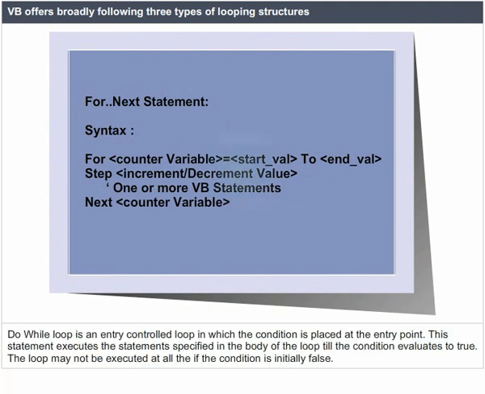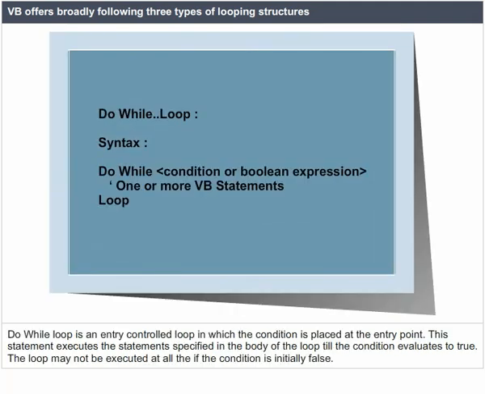Do while loop. Syntax: do while loop is an entry control loop in which the condition is placed at the entry point. This statement executes a statement specified in the body of the loop till the condition evaluates to true. The loop may not be executed at all if the condition is initially false.